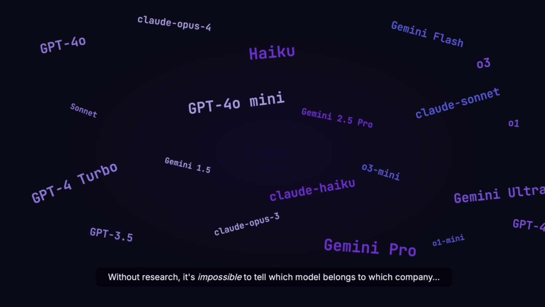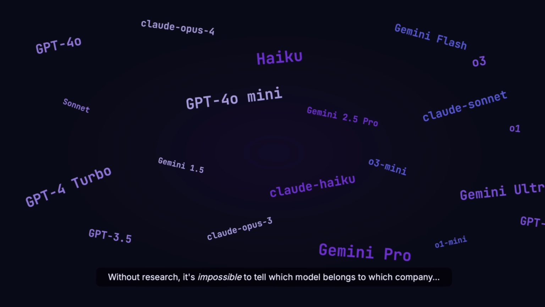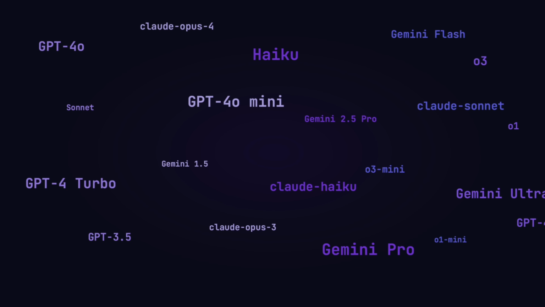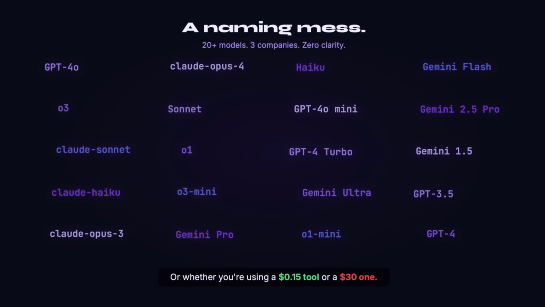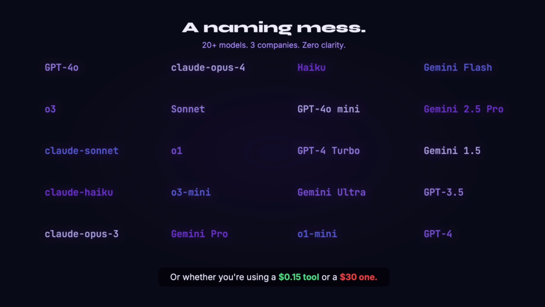The naming is a disaster. Without research, it's nearly impossible to tell which model belongs to which company, or whether you're using a 15-cent tool or a $30 one. Most editors don't even label the tier.